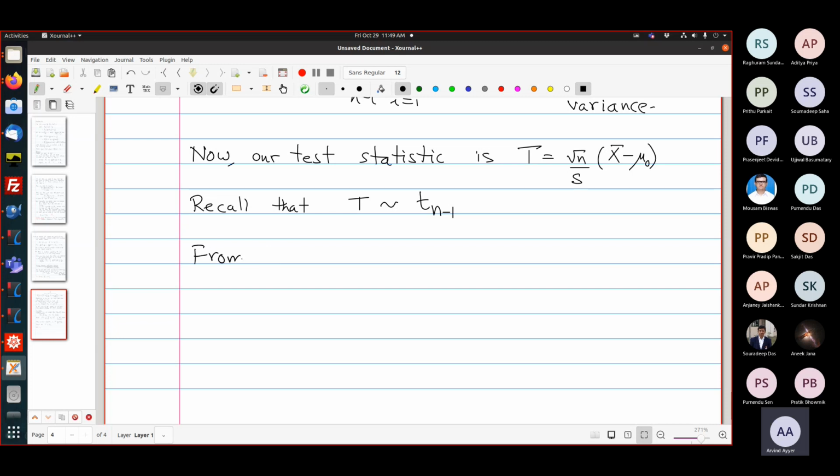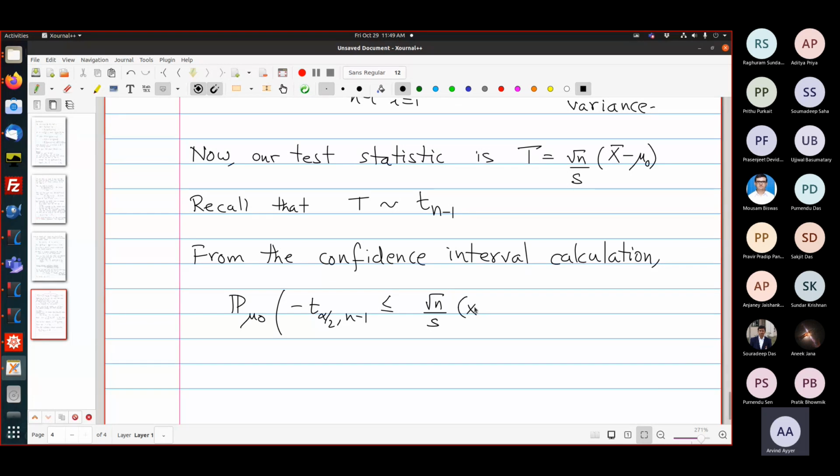So from the confidence interval calculation, the probability that the number minus t sub alpha by 2, n minus 1 is less than or equal to square root of n by s times x bar minus mu, which is less than or equal to t alpha by 2, n minus 1, is 1 minus alpha. Right?